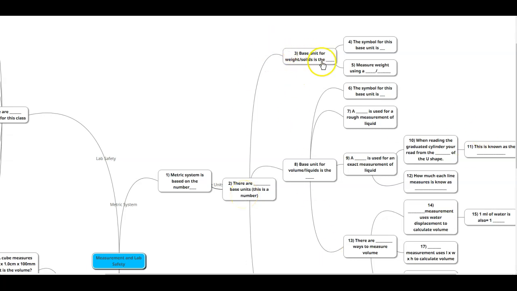The base unit for weight and solids is the gram. The symbol for this is G. We measure weight using a balance or a scale.